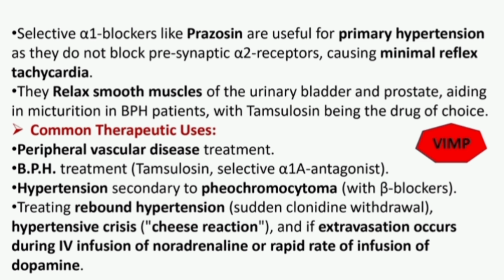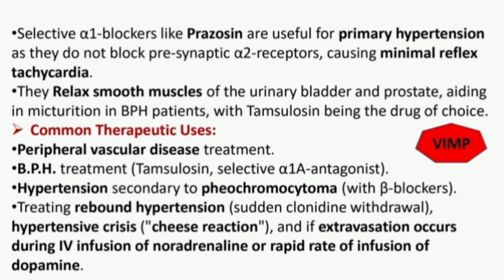The next point is they relax. That means the alpha adrenergic antagonists relax the smooth muscles of the urinary bladder and prostate. So it helps in micturition in BPH patients, benign prostatic hyperplasia patients, with tamsulosin being the drug of choice. We already discussed this one, alfuzosin and tamsulosin, mainly used for BPH patients.